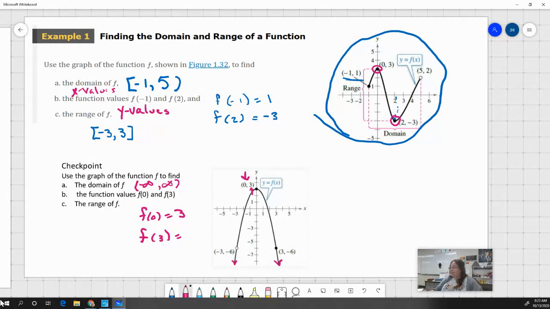Now we can look at it. We can see it right here. When x is 3, the point is at negative 6, but it's actually listed, right? Like I said, there's only 3 points on this entire graph.